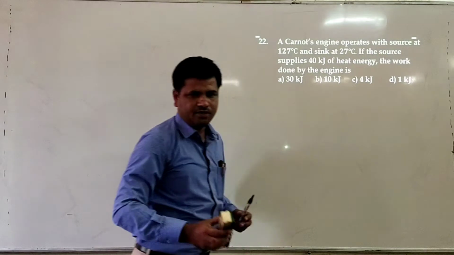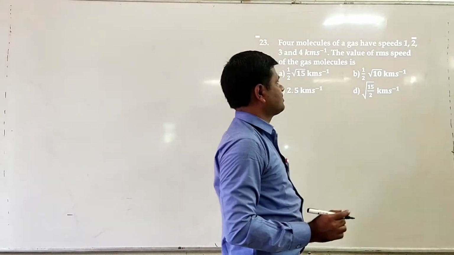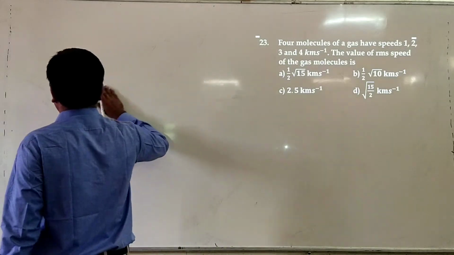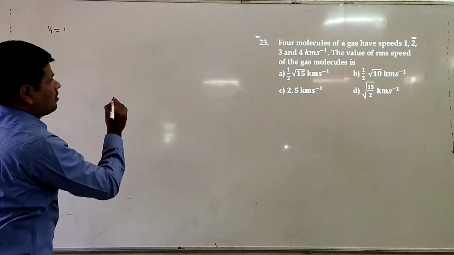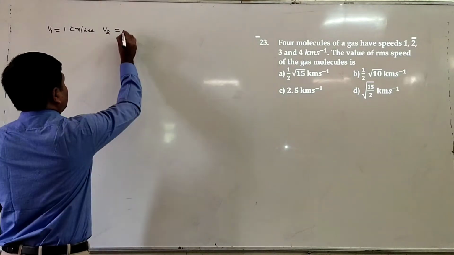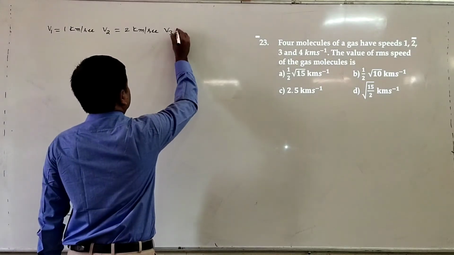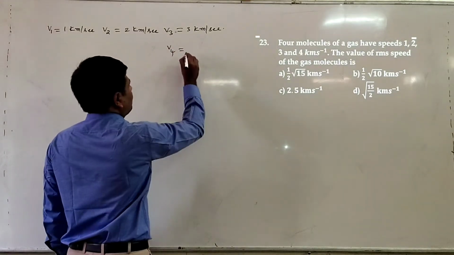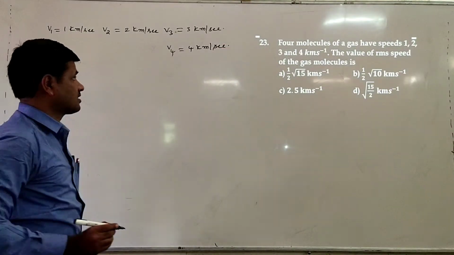Right, this is question number 22. Next we go to question number 23. Four molecules of a gas having the speeds 1, 2, 3, 4. The value of RMS speed is asked here. Four velocities are given here. That is our V1 is equal to 1 kilometer per second, V2 is equal to 2 kilometer per second, V3 is equal to 3 kilometer per second, and V4 is equal to 4 kilometer per second. This is the velocity.